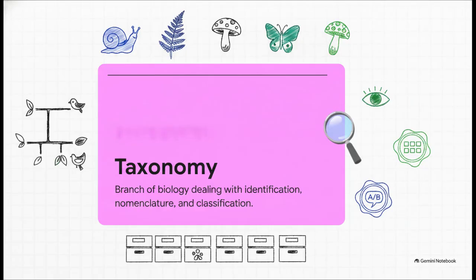Let's define these terms, starting with taxonomy, a term given to us by Candolle. Taxonomy is the branch of biology that deals strictly with identification, nomenclature, which is just a fancy word for naming, and classification. It essentially gives us the foundational framework, the literal filing cabinets for organizing all these organisms.